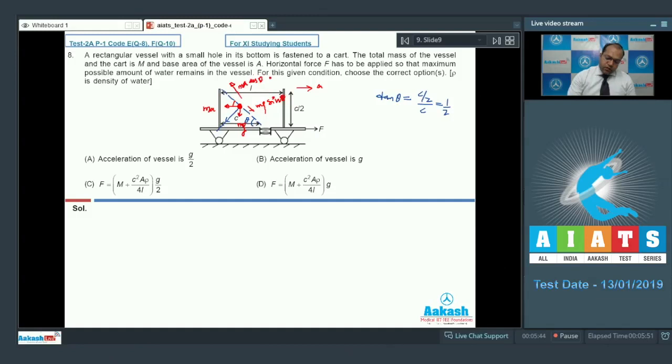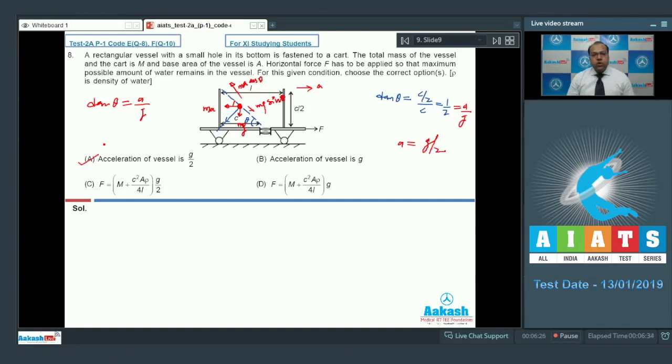So from here, these forces must cancel each other. So the components of forces tangential to the surface must balance each other, because the net force must act perpendicular to the surface on the considered element. So from here we can see that tan theta is equal to a by g. So this is equal to a by g, and the value of a comes out to be g by 2. So option A is correct and B is wrong.